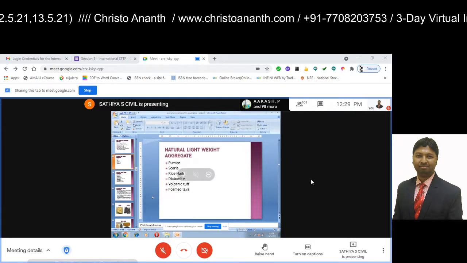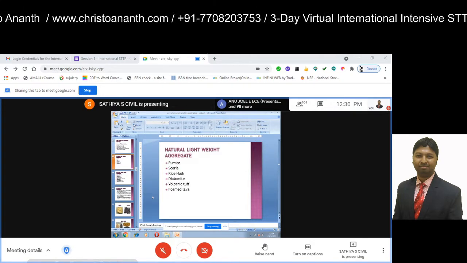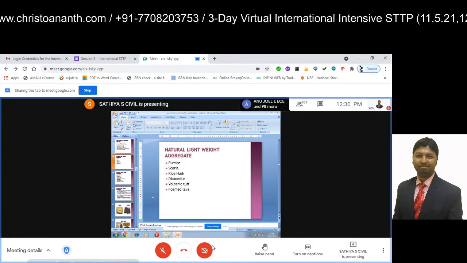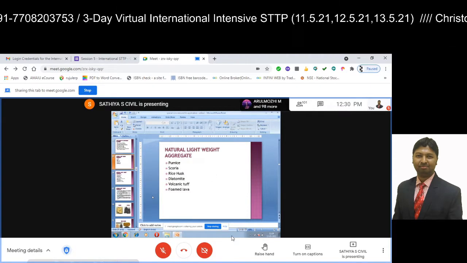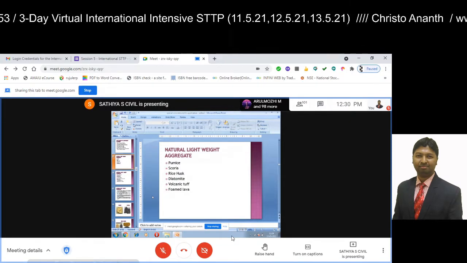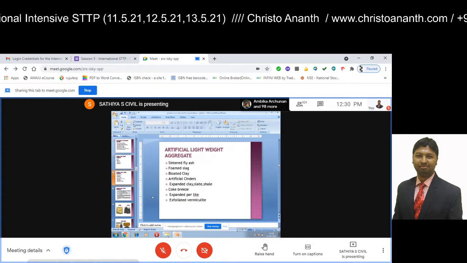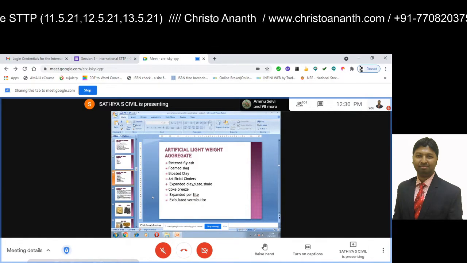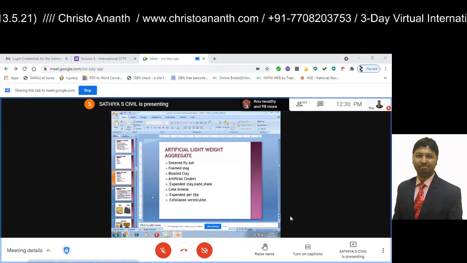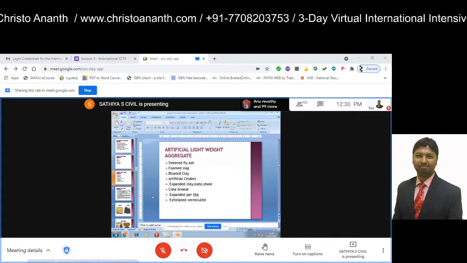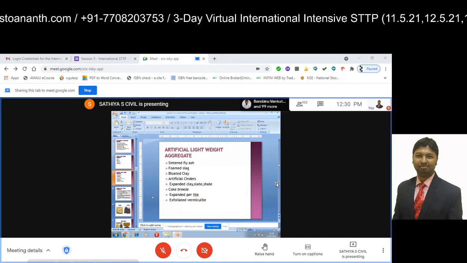The natural lightweight aggregates. There are some lightweight aggregates present naturally, as well as man-made lightweight aggregates. Natural lightweight aggregates are pumice, scoria, rices, diatomite, volcanic tuff, and foamed lava. Then artificial lightweight aggregates are sintered fly ash, foamed slag, bloated clay, artificial cinders, expanded clay, slate, shale, coke breeze, expanded perlite, and exfoliated vermiculite.